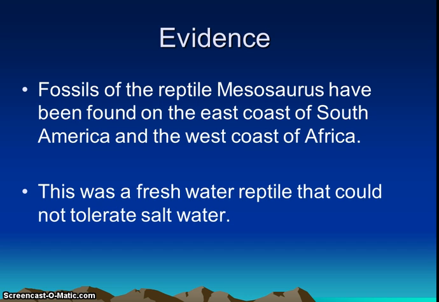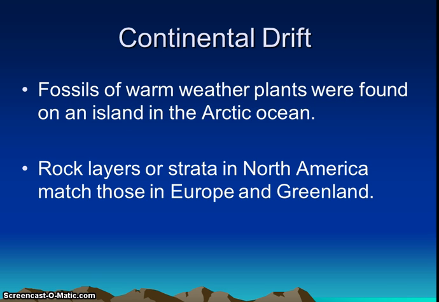As evidence, fossils of the reptile Mesosaurus have been found on the east coast of South America and on the west coast of Africa. Now, this was a freshwater reptile that could not tolerate salt water and could not swim the Atlantic. Further, fossils of warm weather plants were found on an island in the Arctic Ocean where they could not survive, and rock layers or strata in North America match those found in Europe and Greenland.